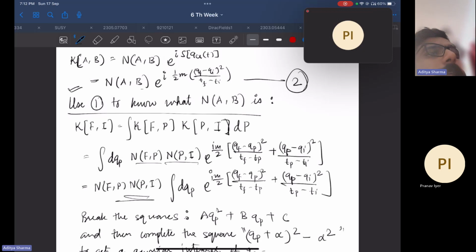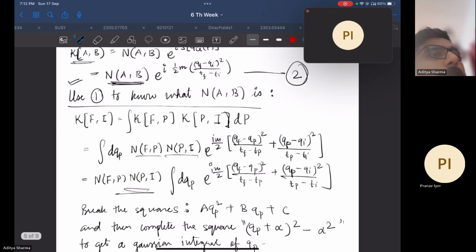Now we want to know what NAB is, what the normalization is. That is what we have to find out, and we have got our KAB fully. Okay. To find NAB, we are going to use the property of the kernel. The property of the kernel says that you can break the kernel into two parts, put a point in between, and evaluate over all points.